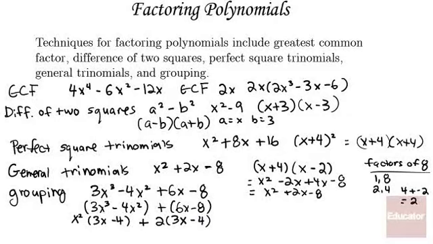This is what I wanted to happen, and what I have here is a common binomial factor. I'm going to factor that out, pull that out in front, and that leaves behind x squared plus 2.